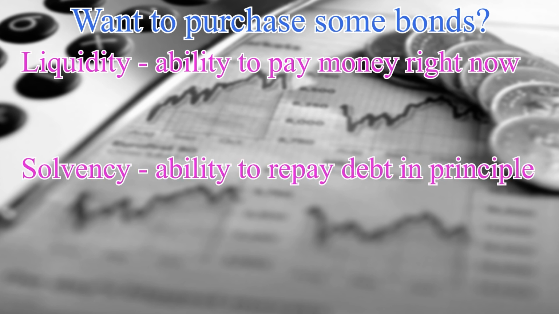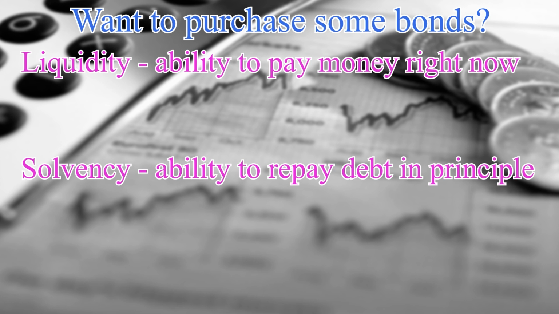The second definition is solvency. Solvency is the ability of a company to repay its debts in the long run. So that is what you're worried about if you want to give the company the money for a longer period of time. There are some ratios that show liquidity and solvency. Let us begin with liquidity first.